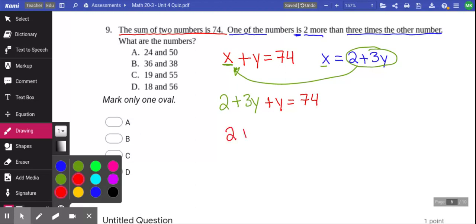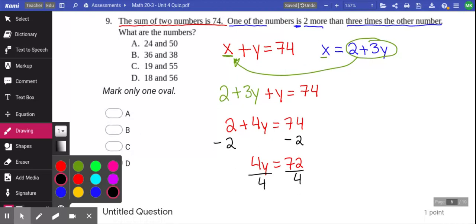That means I have 2 plus 4y equals 74. If I subtract my 2 to the other side, that gives me 4y equals 72. And I divide by 4 to get y equals, not going to be 20, 19, 18. I think it's going to be 18. So one of my numbers is 18. If I look at my answers, only D has 18, so the other number must have been 56.